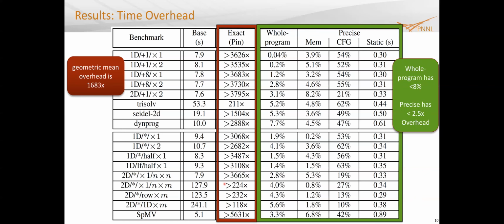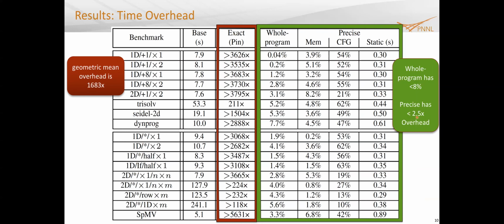You can see here, in the red box, that the geometric mean of the overhead is a factor of almost 1,700 for the exact method. But for our whole program method in the green box, it is less than 8%. For the precise method, it is less than a factor of 2.5.